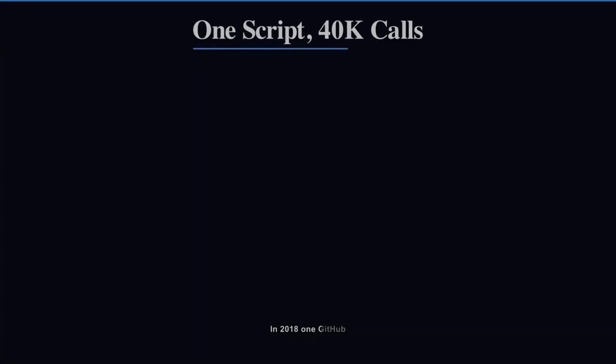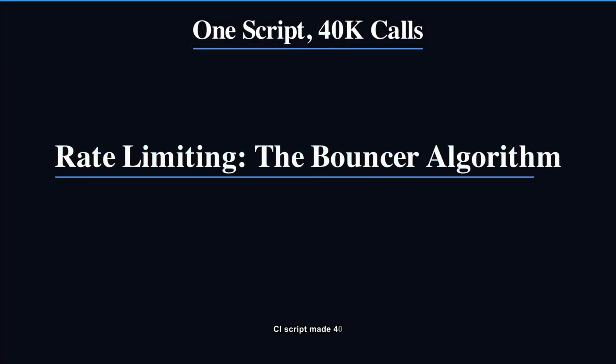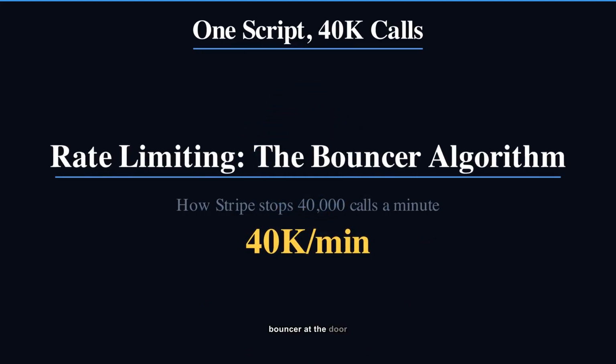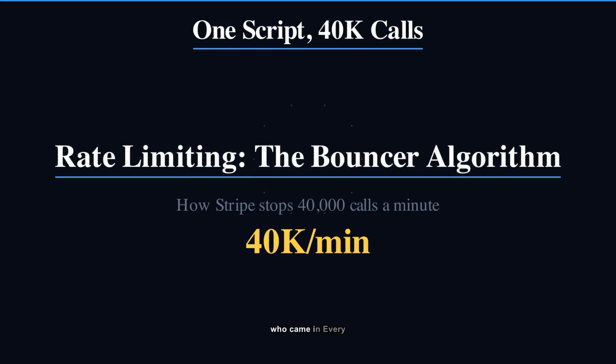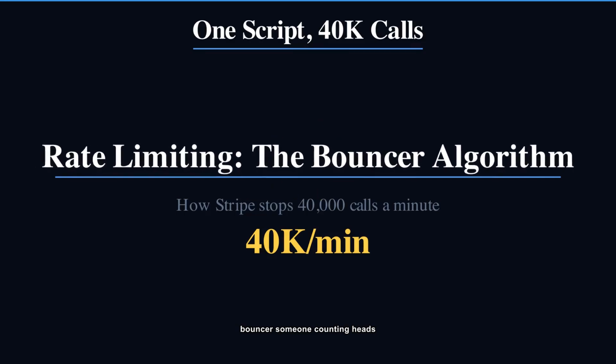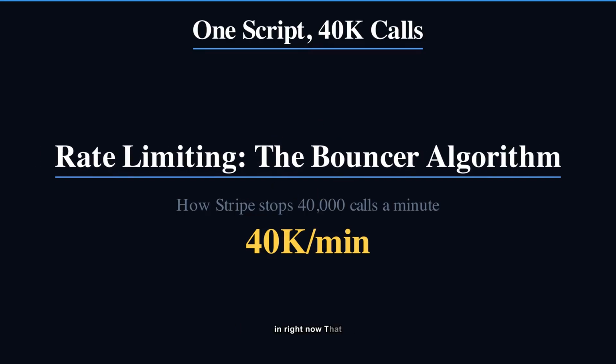In 2018, one GitHub CI script made 40,000 API calls in a single minute. No bouncer at the door, no counter, nothing checking who came in. Every production API needs a bouncer, someone counting heads and deciding who gets in right now. That bouncer is called rate limiting, and today you'll learn exactly how he thinks.